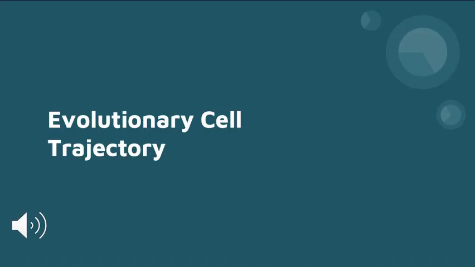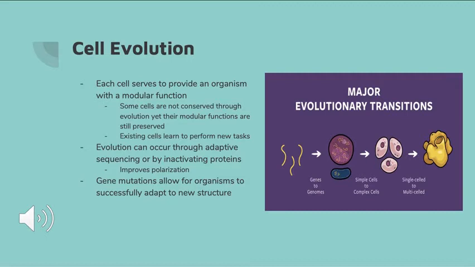In order to better innovate treatment, though, it is important that the evolution of cells is better examined and understood. Every cell in an organism serves a specific purpose. These purposes are often called modules, as they refer to a certain biological function. So why are organisms able to perform the same tasks even when vital cells do not survive evolution? That is because existing cells adapt to the loss by learning how to perform these necessary modules. So, while adaptive sequencing is usually the greatest cause of evolution, it is because of gene mutations that organisms can still successfully function.